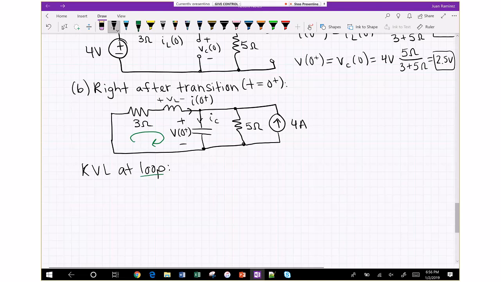Okay, if I do KVL on that loop, I'm going to consider voltage drops to be negative. That's just the convention that I use. So a voltage drop on the capacitor, voltage drop on the resistor, equal to the resistance times the current going through it, which we do know, minus VL. Okay, and then I can solve for VL.